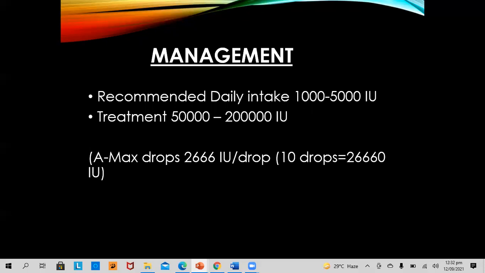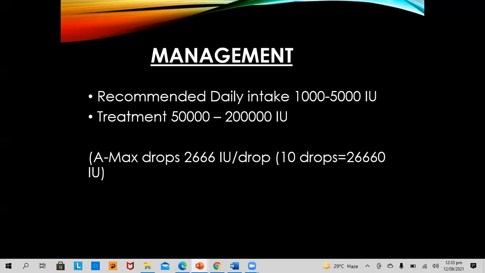I have mentioned the names of some common vitamins which we use in our day-to-day practice. I could not use the generic because the vitamins usually don't have any generic name and they are a mixture of different vitamins. So excuse me for using some brand names, but these brand names will help you in understanding which brand contains which vitamin and in what quantity.